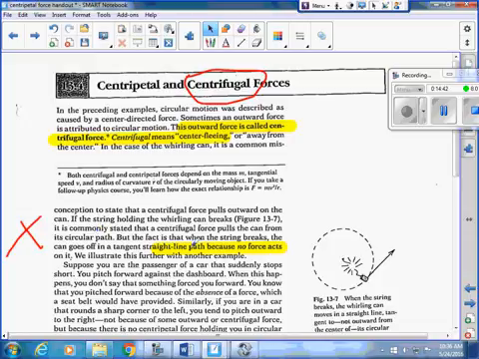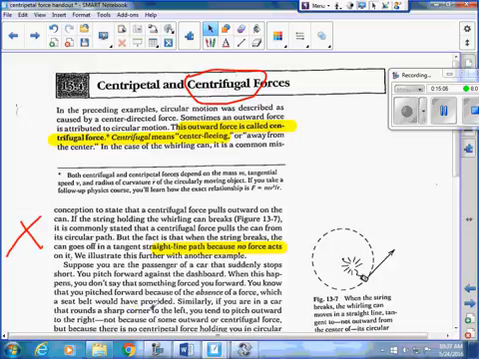Okay. Suppose you are the passenger of a car that suddenly stops short or stops quickly. You pitch forward against the dashboard. When this happens, you don't say that something forced you forward. If you're driving in the school bus and the bus driver hammers on the brakes, everyone goes like this, right? Did anything push you forward? No, it's inertia. You know that you pitch forward because of the absence of a force, which a seatbelt would have provided.